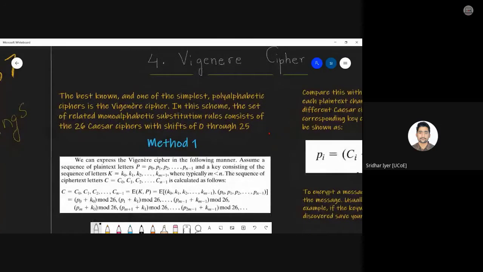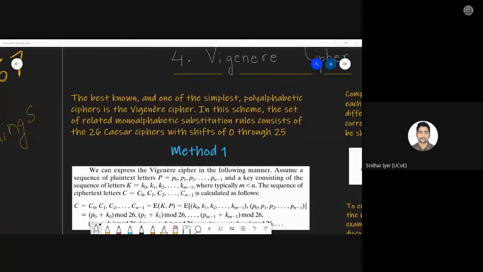What exactly is the Vigenère cipher? According to the history of cryptography, obviously cryptography was the oldest. After that, the Vigenère cipher is considered to be the best known and the simplest of the polyalphabetic ciphers. That is the Vigenère cipher. Just have a look.